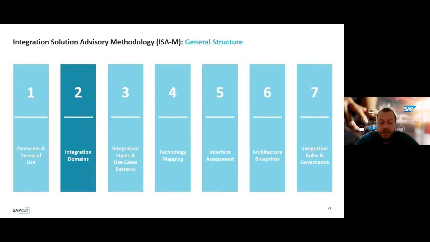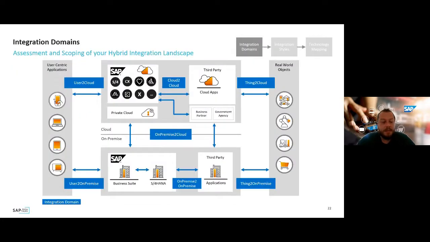Now let's jump to the first one, integration domains, right? SAP brings this picture to us as a standard to help us define the possible domains that we have, right? SAP classifies cloud, on-premise, things, and user. Those are the main domains that we have, and the combination of those four points gives us the domains.